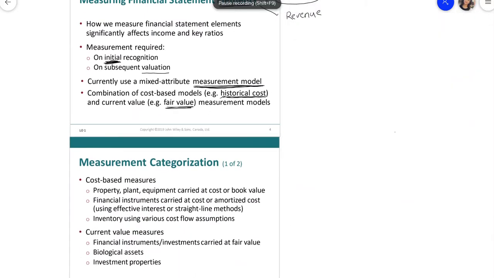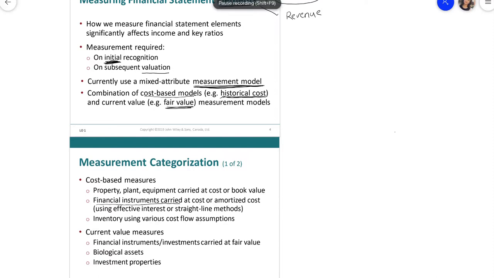Now, when we talk about a cost-based model, that is for the long-term assets, property, plant, and equipment, carried at a cost or a book value, and then it's recorded at a historical cost. So that's what a cost-based model means: the assets are recorded at the cost. And some financial instruments can be carried at the cost or an amortized cost.